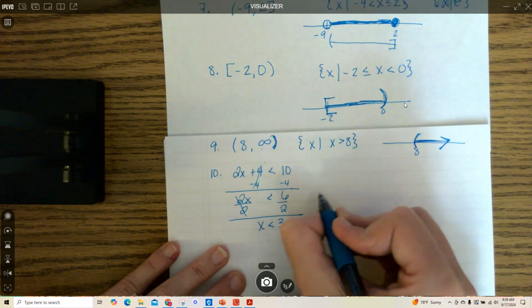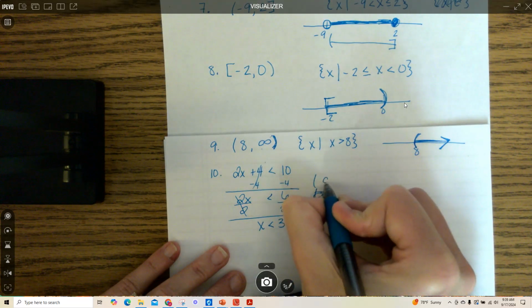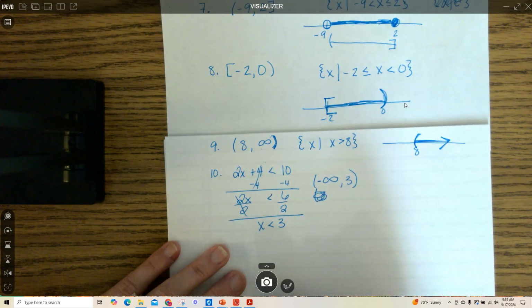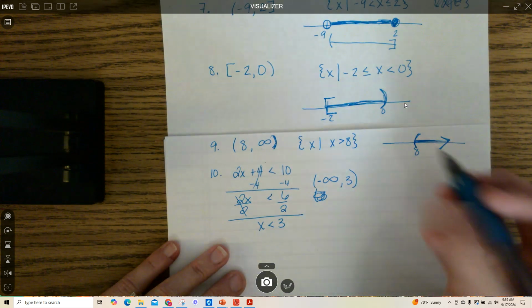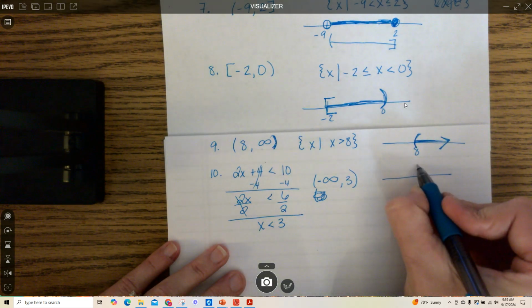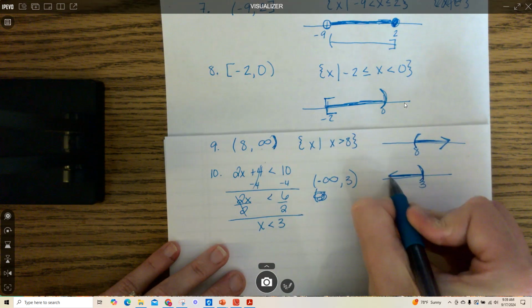So interval notation would be negative infinity to 3, because it's less than 3. So that's from negative infinity to 3. And then the number line is going to be a parenthesis this way. It says negative infinity, comma 3.